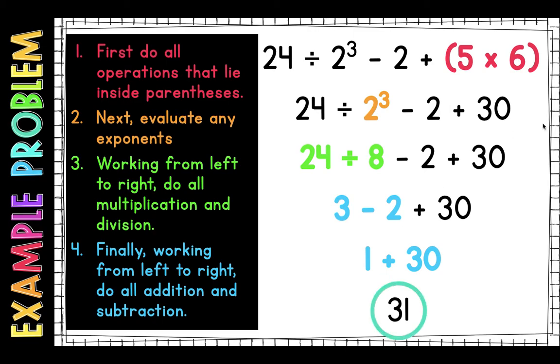So to review, we started by doing the parentheses, 5 times 6. We then evaluated this exponent and did 2 multiplied by itself 3 times, which gave us 8. Then we needed to do this division of 24 divided by 8 and got 3. And finally, we did addition and subtraction left to right. Starting with 3 minus 2, we got 1, and then did 1 plus 30 to get 31. Let's look at one more example.